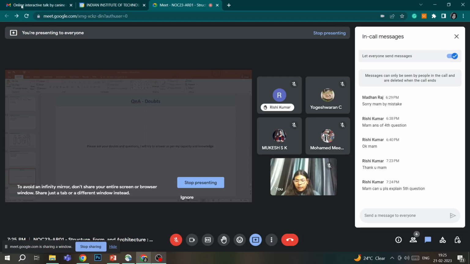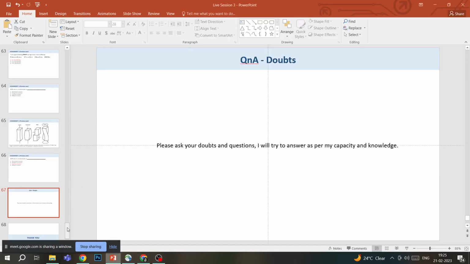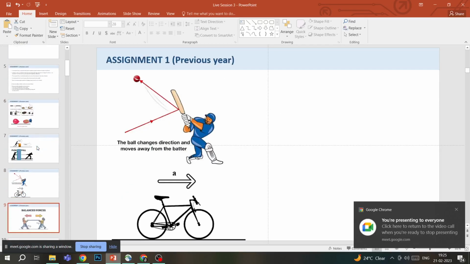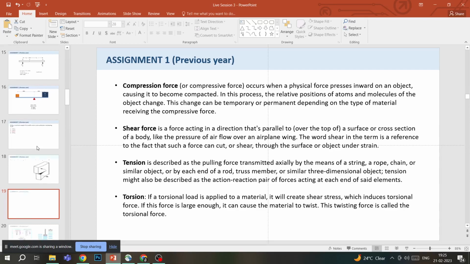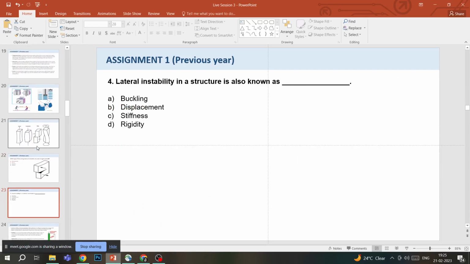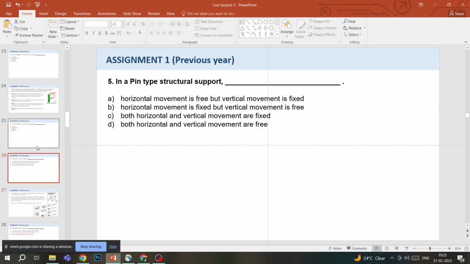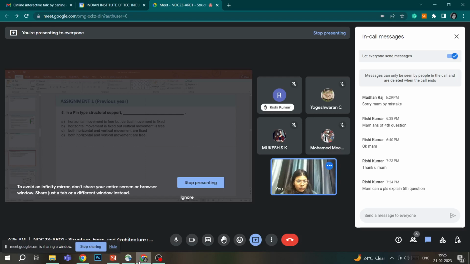Fifth question. Let me see the fifth question. This one you want? The pin type structure? This is the one, right? The pin type structure?